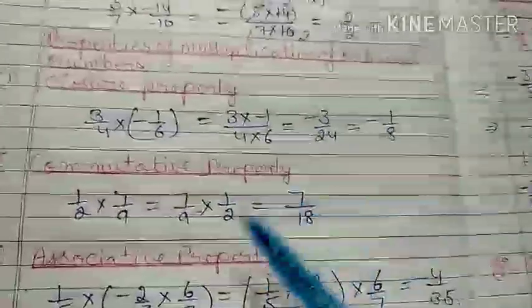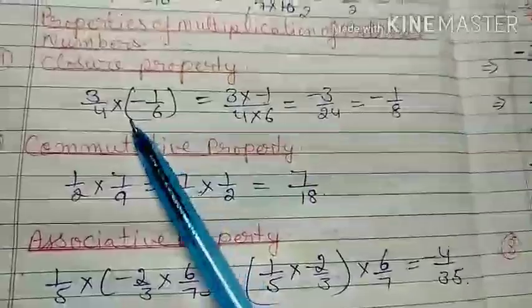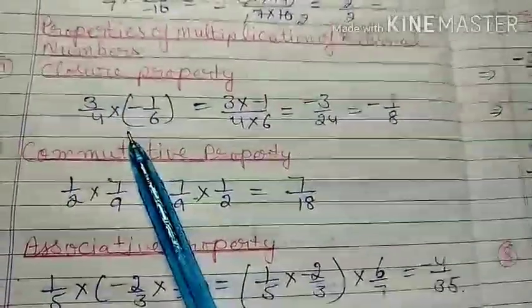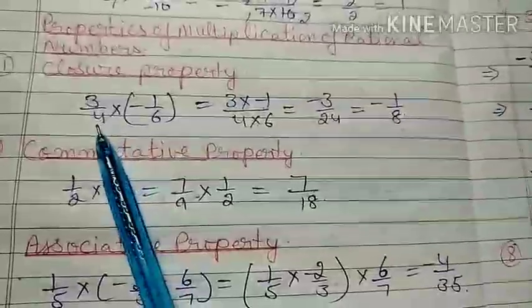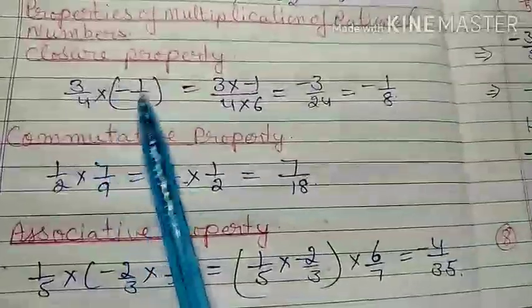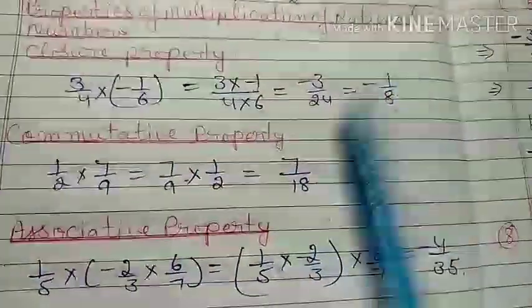Next there are some properties of rational numbers. Under this, first one is the closure property. Closure property means when you multiply any two rational numbers, your answer will be in the same form of rational numbers. Like if I have a number 3 by 4 into minus 1 by 6, 3 first multiplied by minus 1 gives me minus 3 and 4 multiplied by 6 gives me 24.